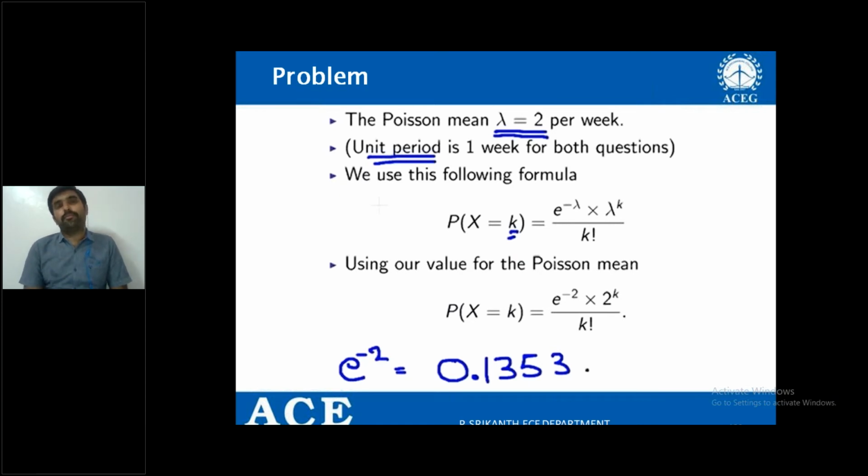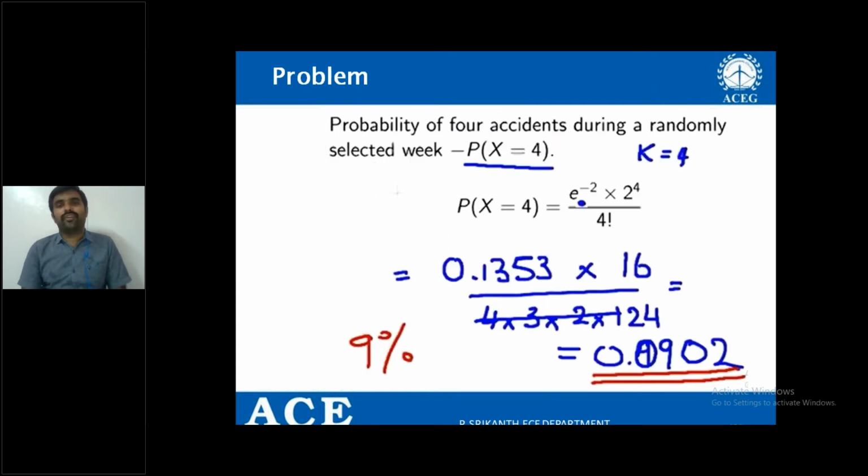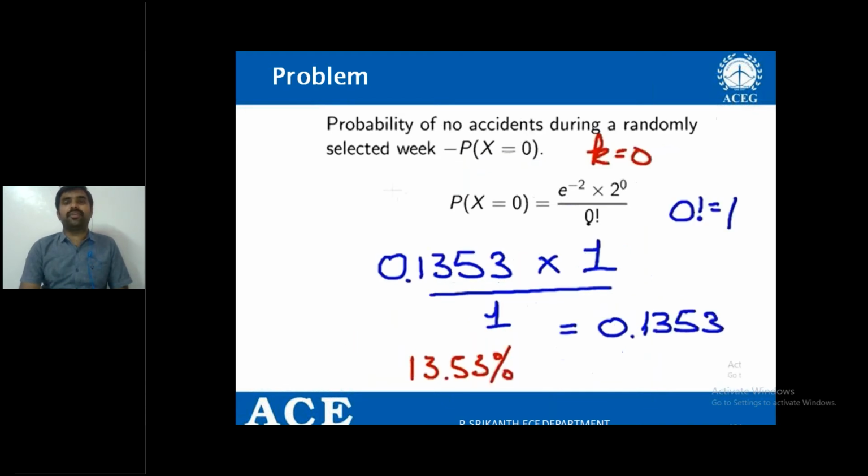So what is the question? P of x equal to 4 needs to be calculated, right? So in the place of k you should write 4, right? So therefore P of x equal to 4 is e power minus 2 into 2 power 4 by 4 factorial. If I substitute all the values in the given expression, I can get the percentage as 9%, or the probability of 4 accidents occurring in the selected week is 0.0902, right?